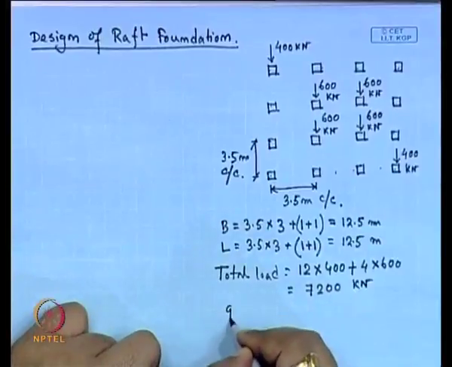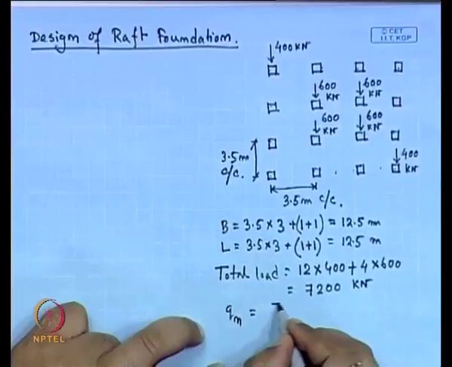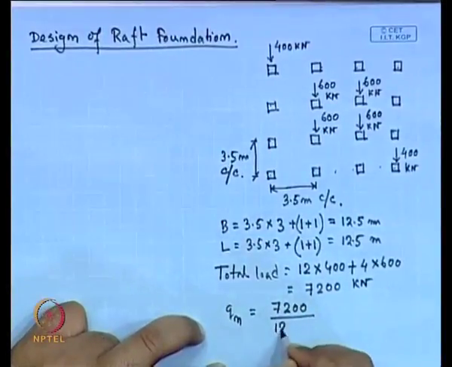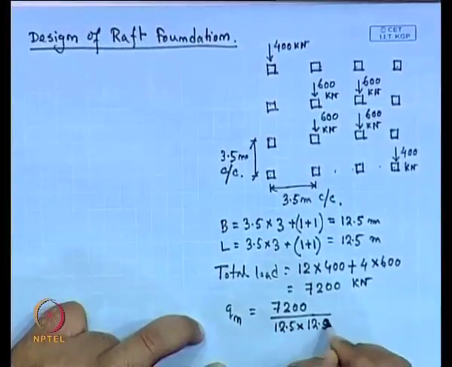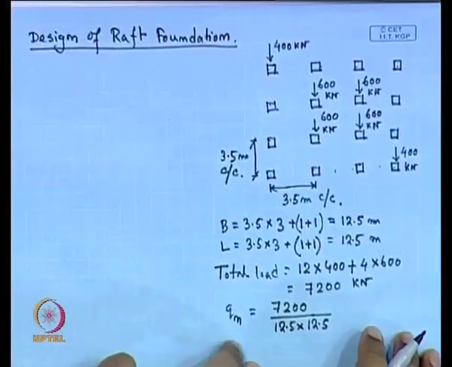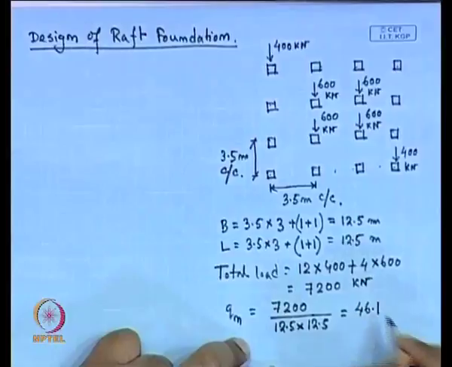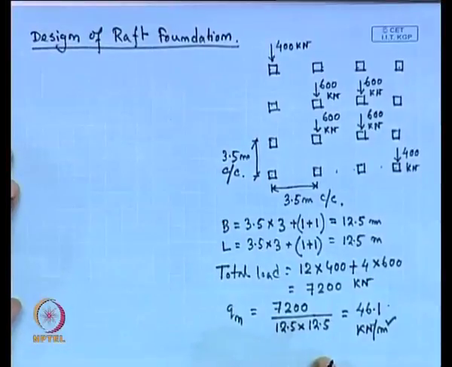So, the net load that is acting on this raft is 7200 divided by the area, which is 12.5 into 12.5. So, that means it comes to 46.1 kilonewton per meter square. So, this is the net load acting.